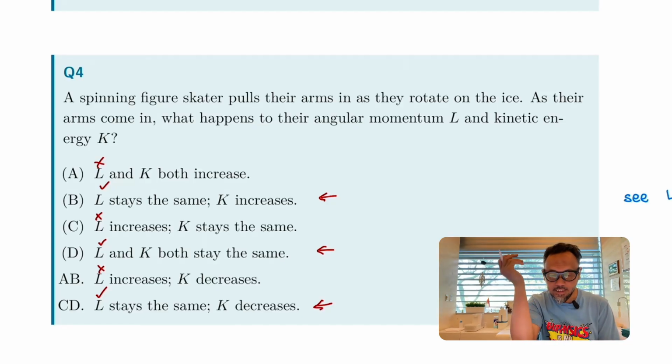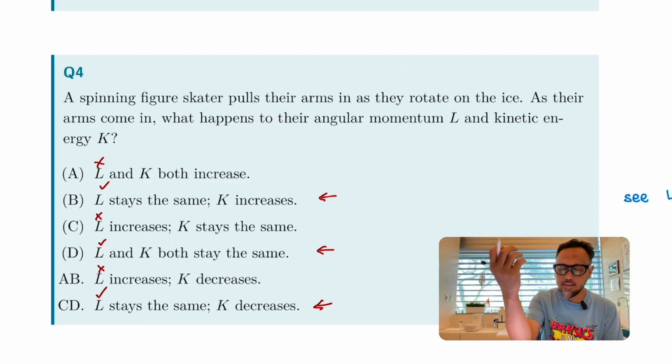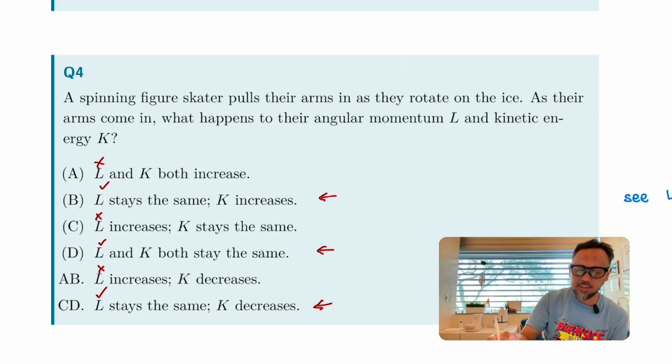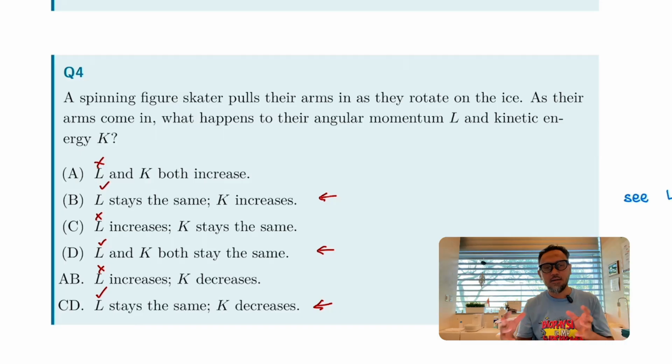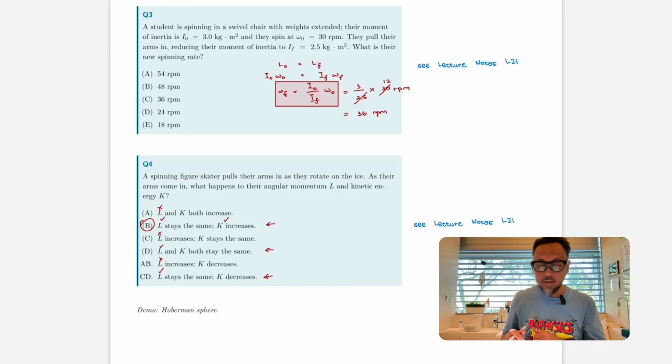Next, in class, we learned that for a system that changes its moment of inertia, a spinning system that changes its moment of inertia to smaller, then the energy increases. One example is a spinning figure skater or a spinning Hoberman sphere, when we change the configuration from high moment of inertia to small moment of inertia. So the answer is also B. Right? All right.